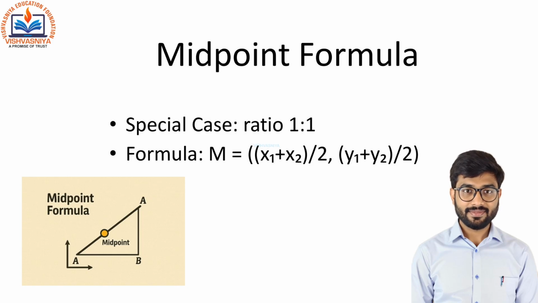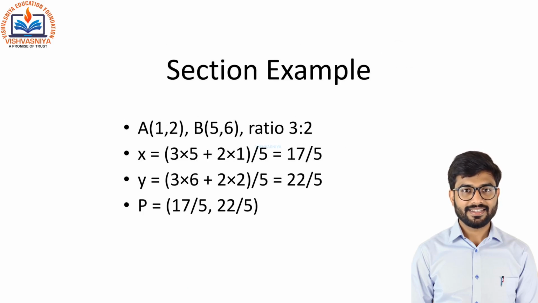Let's solve examples. Example 1, A is (1, 2), B is (5, 6) and ratio is 3:2. So x coordinate is 3 times 5 plus 2 times 1 divided by 5. That is 15 plus 2, 17 upon 5. Y coordinate is 3 times 6 plus 2 times 2 divided by 5. That is 18 plus 4, 22 upon 5. So P equals (17 upon 5, 22 upon 5).